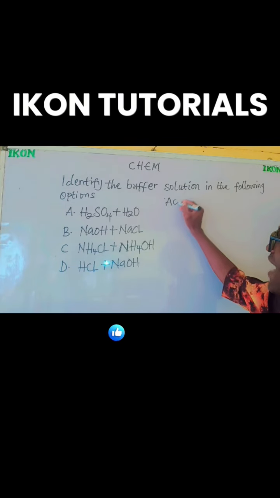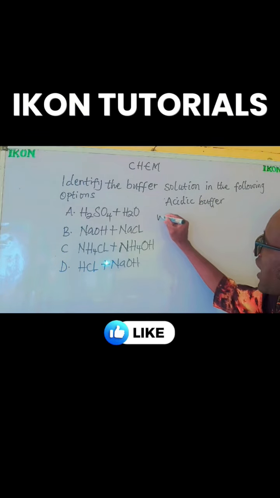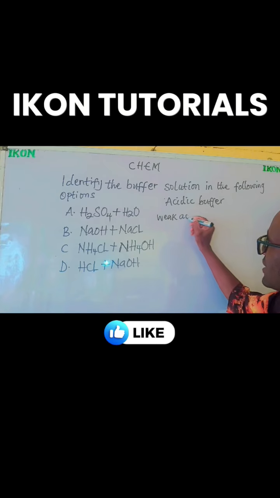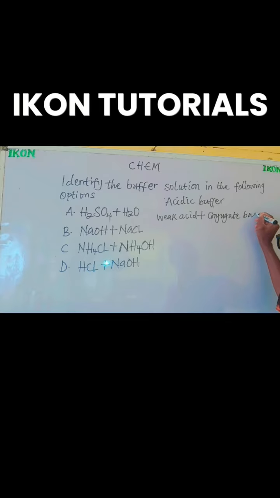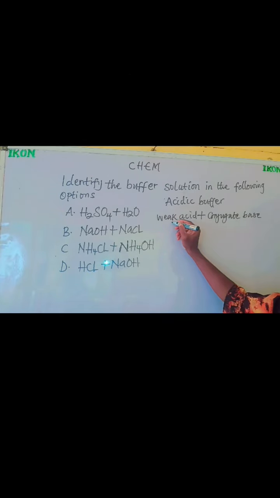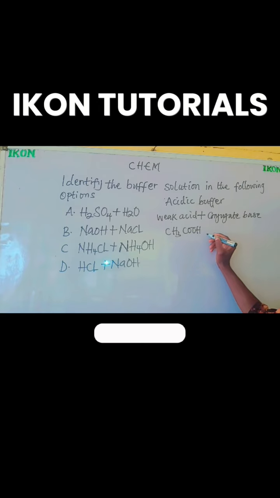We have the one we call acidic buffer. Acidic buffer is formed from a weak acid and a conjugate base. Weak acid and a conjugate base. So what's an example of a weak acid? An acid like CH3COOH. Ethanoic acid is a weak acid.